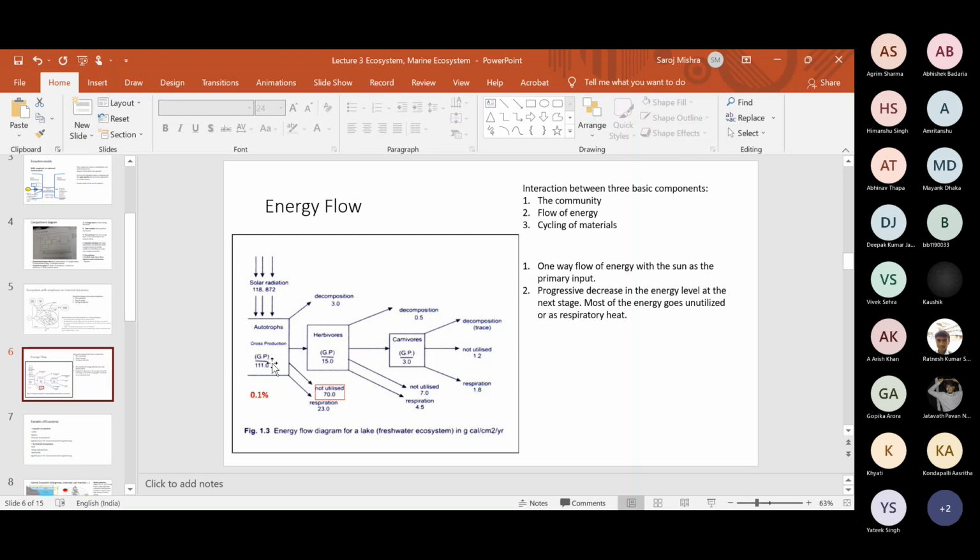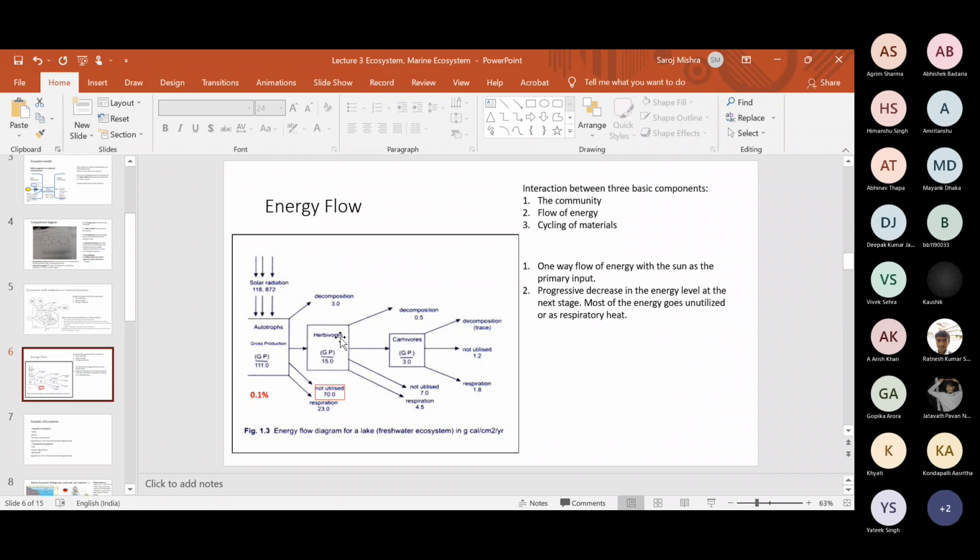GP refers to the gross production. Out of this solar radiation that falls on the autotroph, only 111 gram calorie per square centimeter per year is captured by the autotroph. This only represents 0.1% of the total energy radiant on the autotroph. Only a small percentage is captured. All of these energy values can be computed in an ecosystem.